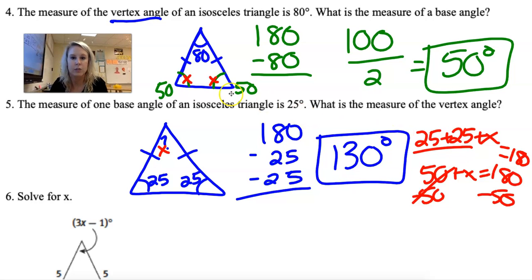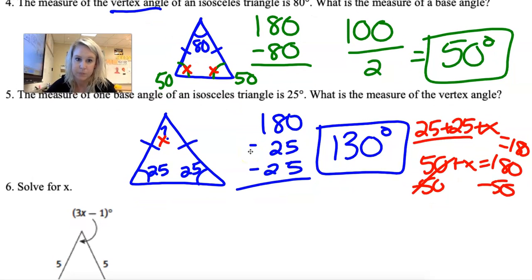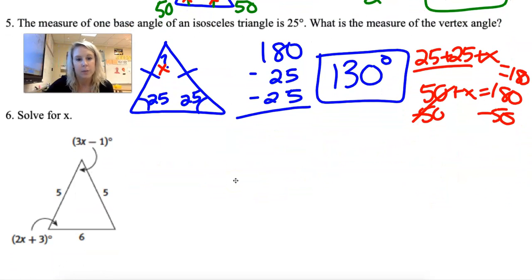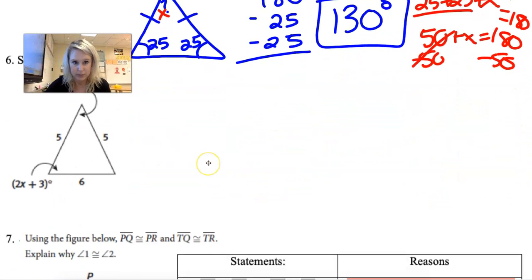So let's overview that. If you know the vertex angle on number 4, we subtracted it and divided it. If you know the base angles, you're copying it or duplicating it, multiplying it by 2 and then subtracting it from 180. Those are your two options. They're either going to have to give you the base angle or the vertex angle. All right, let's take a look at some trickier problems because they give us more variables.